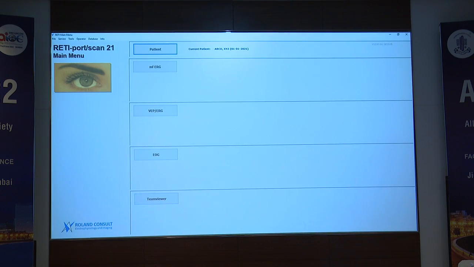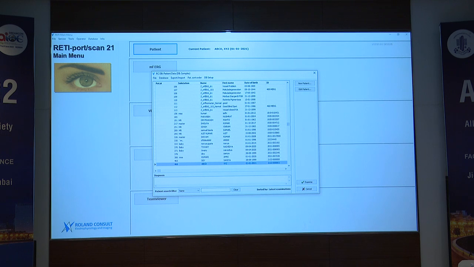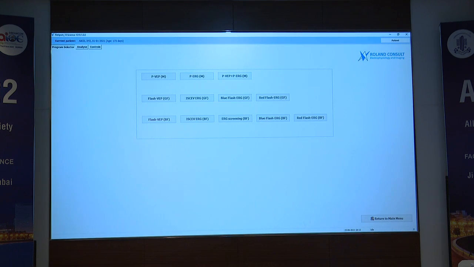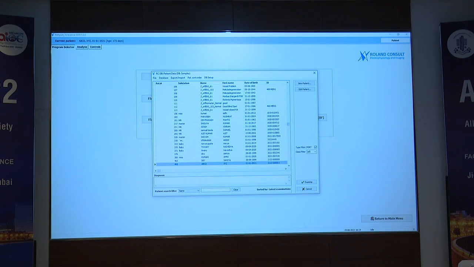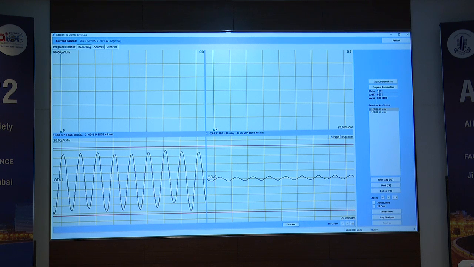So when we open up the software, this is how the software interface looks like. We click on the patient, and then it gives us the array of choices as to what investigation exactly you have to do. So we click on the pattern ERG and click on the patient's name fed. This is the examination interface. This is how it looks like.